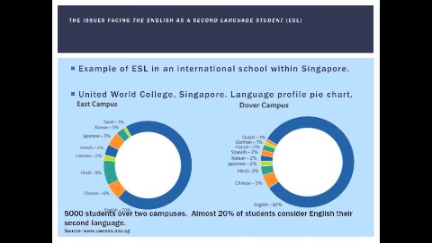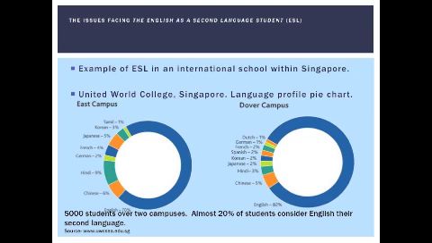Here's an example of one school in Singapore. United World College Singapore is one of the largest schools in Singapore, and it is spread over 2 campuses. As you can see, it has students from around the world, and the pie charts show a language profile of the students in their school. Out of 5,000 students over 2 campuses, 20% of those students consider English as their second language.